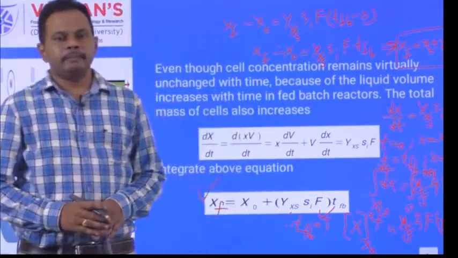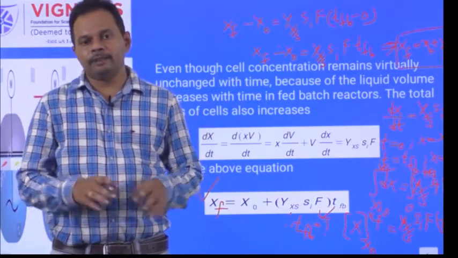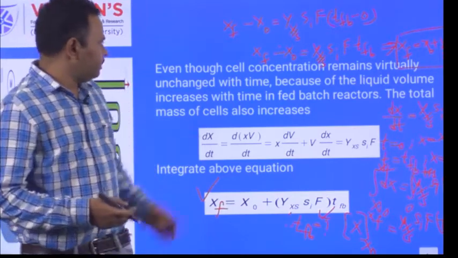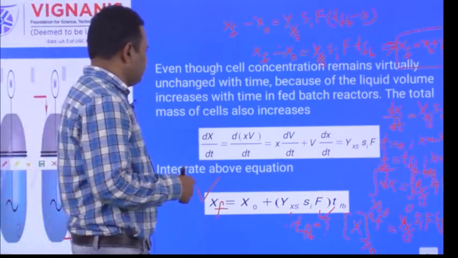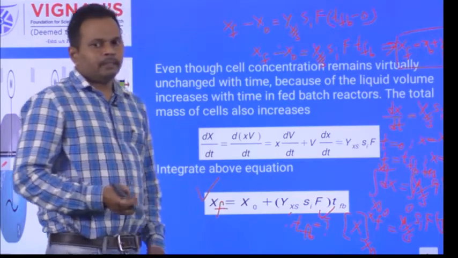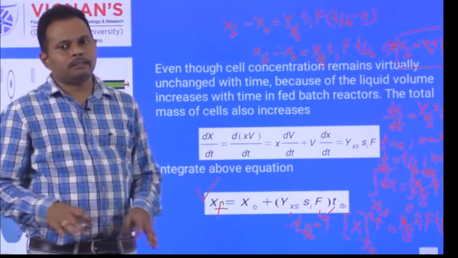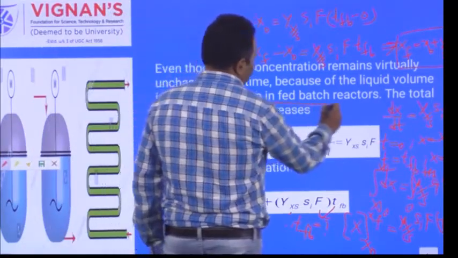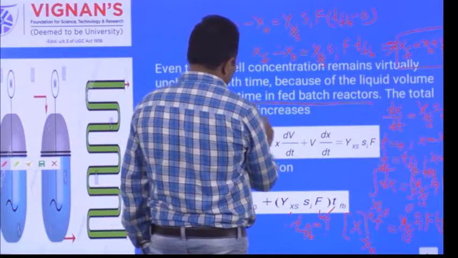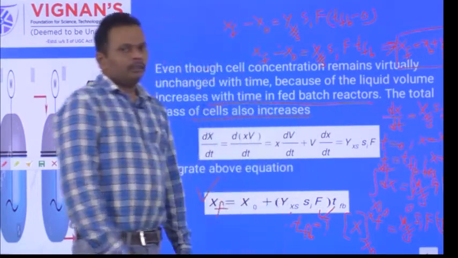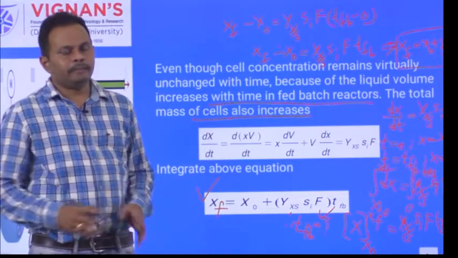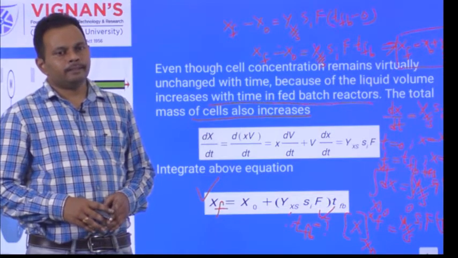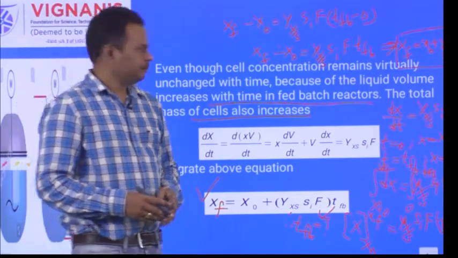The cell concentration within the fed batch fermenter is constant. Because the feed may consist of some cells, the cell mass may increase with respect to time. But here, within the fed batch fermenter, the cell concentration is constant. Because the liquid volume increases with time in the fed batch reactor, the total mass of the cells also increases. So here we find the fed batch time to increase the mass of the cells from X naught to Xf, not the cell concentration from inoculum to the final value.